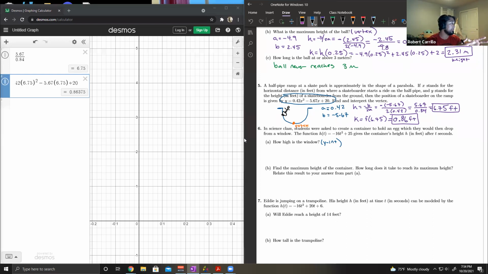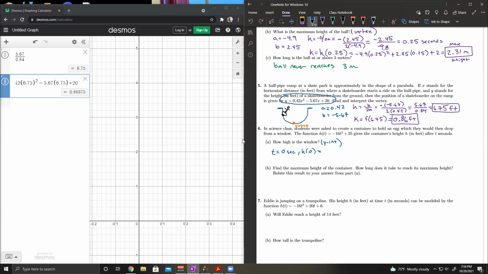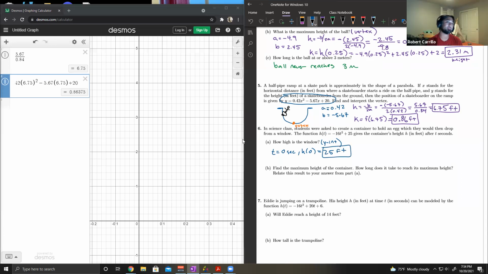So the students are about to drop the egg. If they haven't dropped it yet, how much time has passed? 0. That's our favorite number today. So at 0 seconds, h of 0, if you plug in 0 for every t, how high is this window? 25 feet. That's how high this window is.